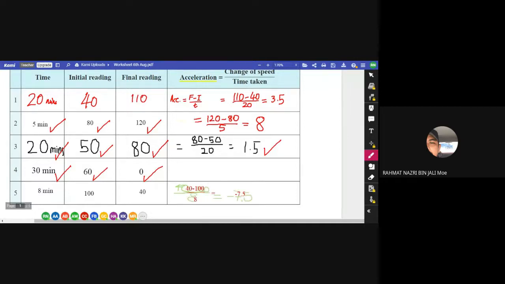Okay, we are still waiting for your friends to complete it. Why did you write it down there? The final one is 0. So 0 minus 60, correct just now. Why did it disappear? 30. So negative 60 divided by 30, we have negative 2.